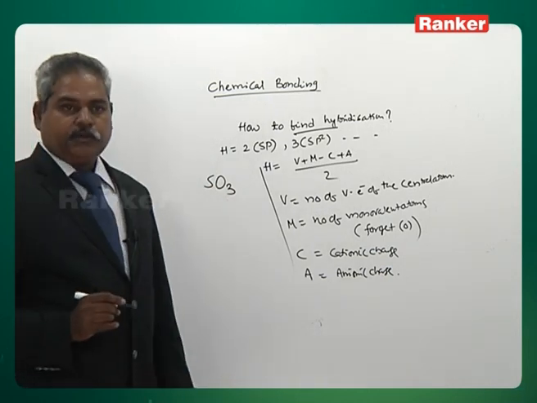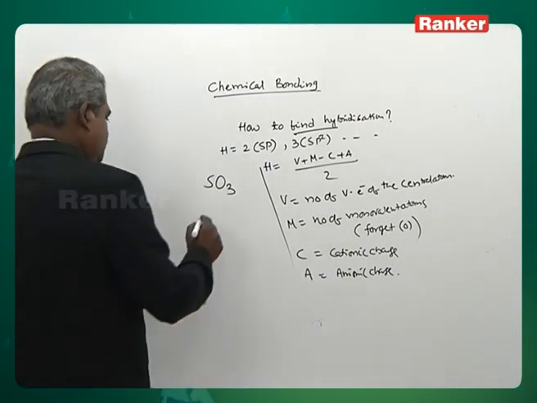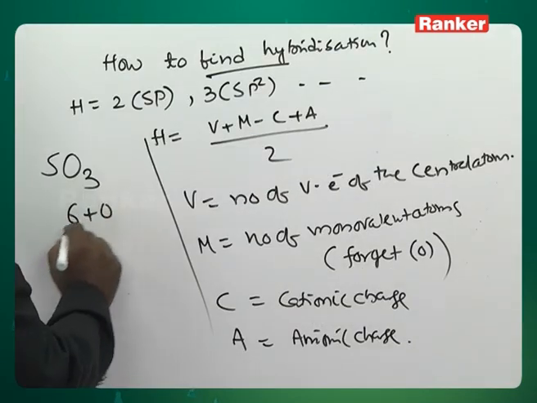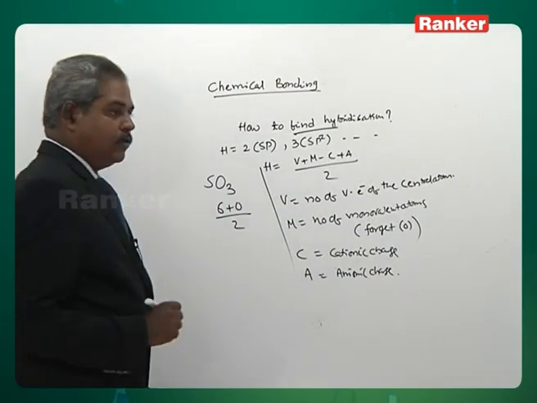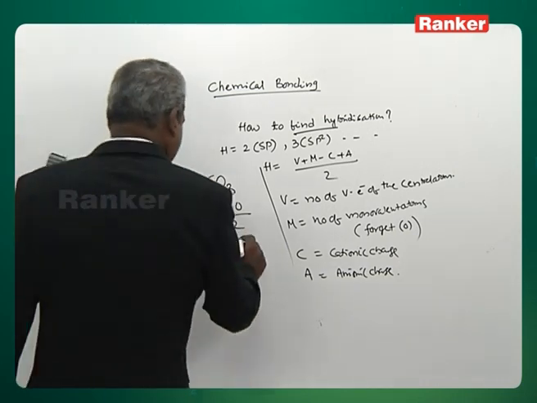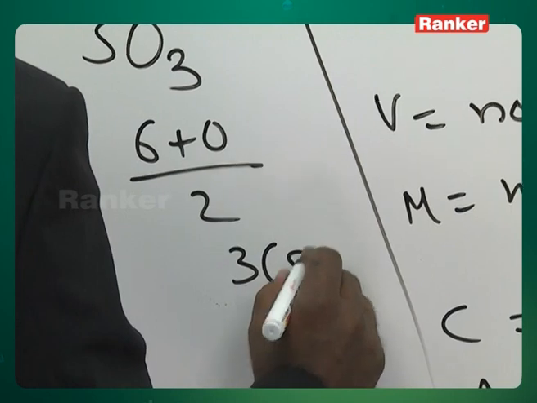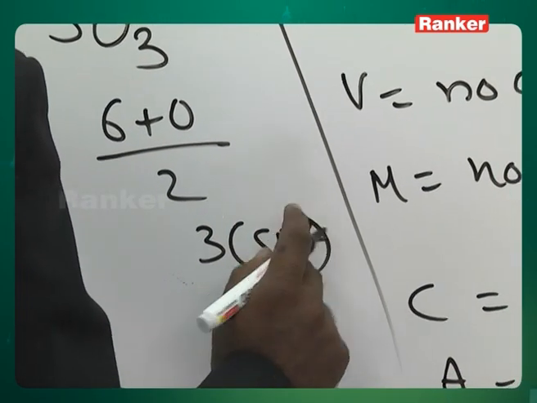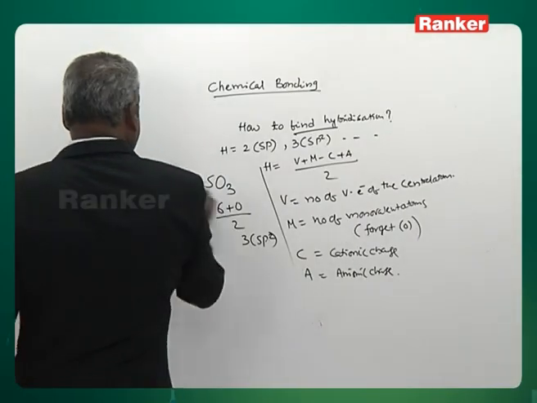SO3. Sulfur belongs to the 6th group. (6 plus 0) by 2. Why 0? Oxygens are not considered. (6 plus 0) by 2 is 3, so sp2. Like this, you can apply this formula in any number of cases.